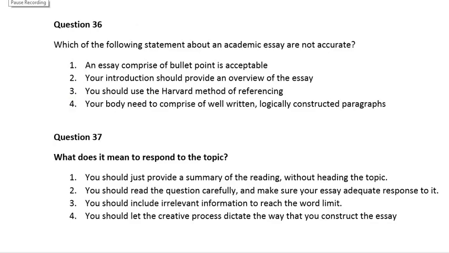Question 36. Which one of the following statements about an academic essay is not accurate? Number 1, an essay comprised of bullet points is acceptable. Number 2, your introduction should provide an overview of the essay. Number 3, you should use the Harvard method of referencing. Number 4, your body needs to comprise well-written, logically constructed paragraphs. So guys, here the correct answer is number 1, which is an essay comprised of bullet points is acceptable.